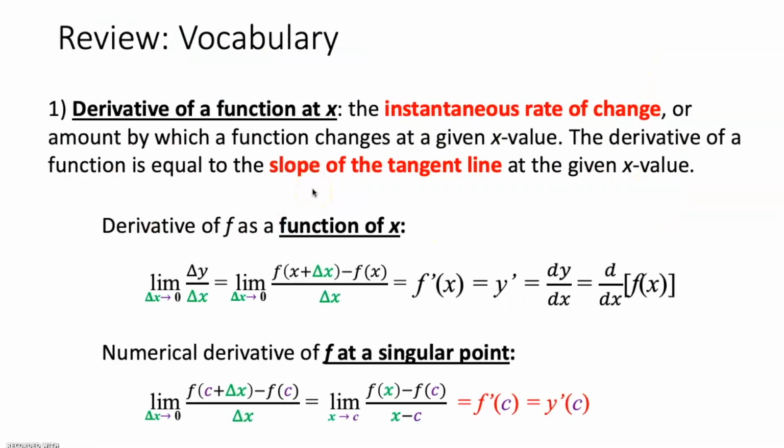First thing we're going to do is review the derivative of a function at x. That's the instantaneous rate of change, or amount by which a function changes at a given x value. The derivative of a function is equal to the slope of the tangent line at the given x value.